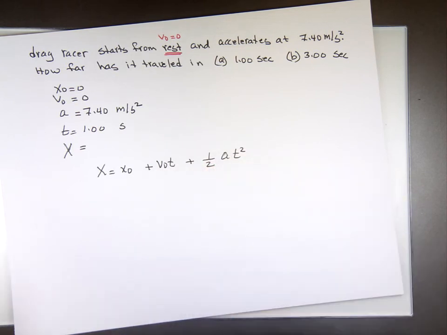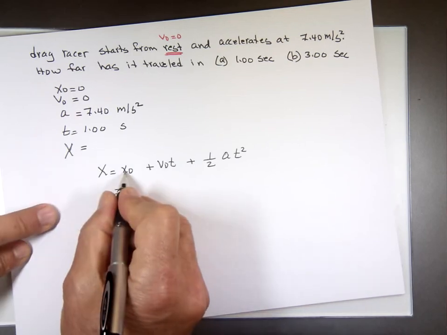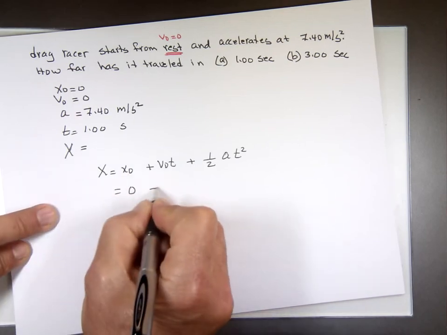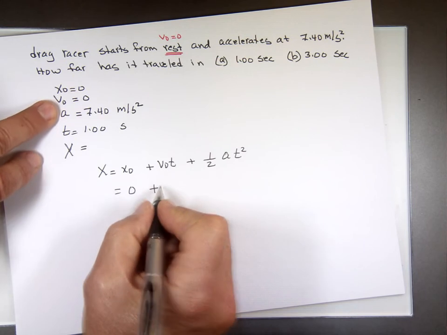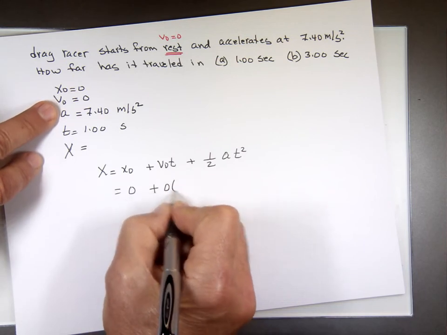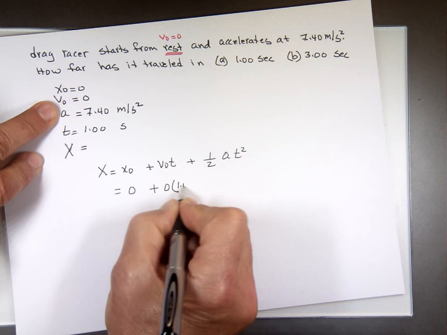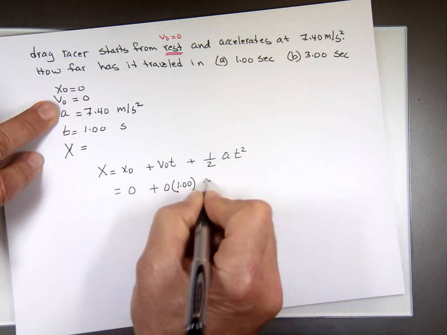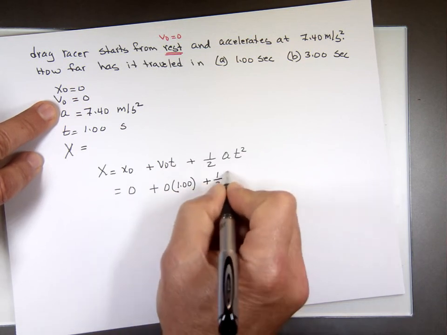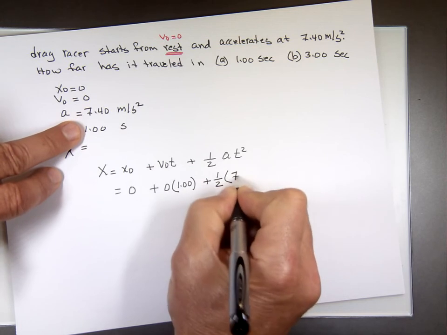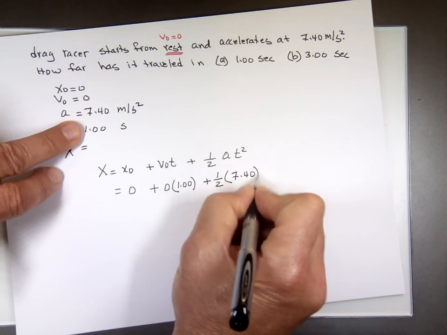I'm looking for x. Do I know what the initial value is? 0. Do I know what the initial velocity is? 0. Do I know what the time is? 1. The acceleration, which is what? 7.40. The time is 1.00 squared.